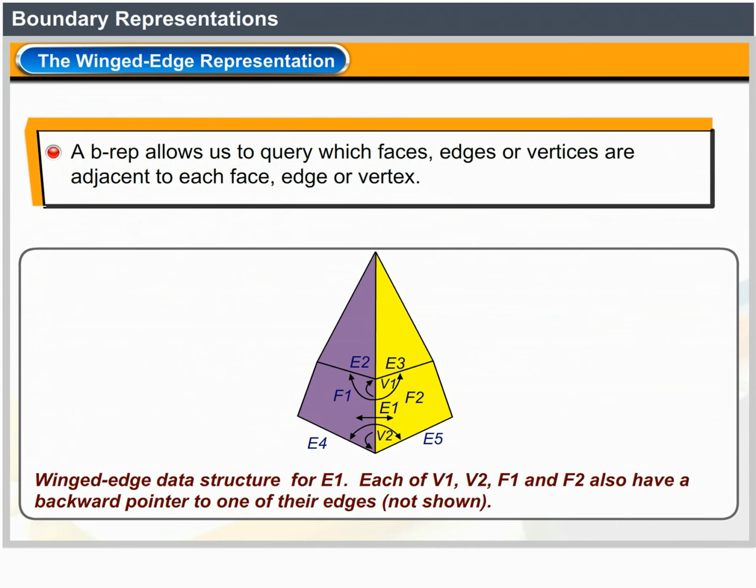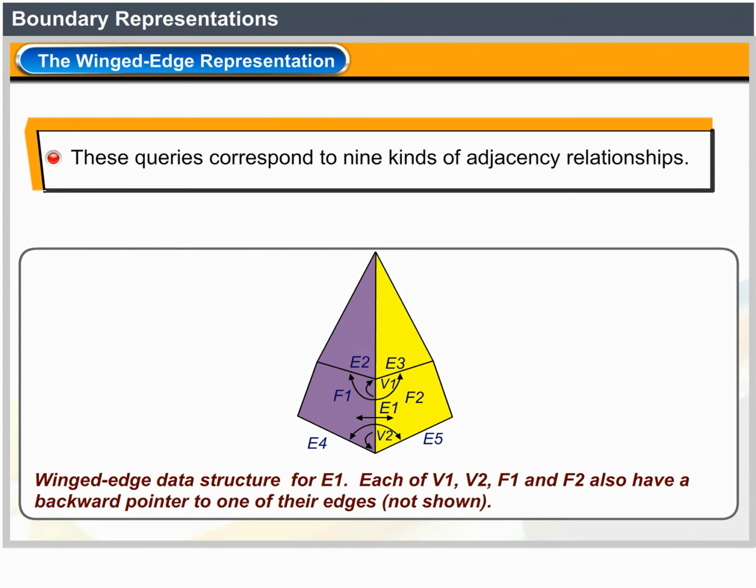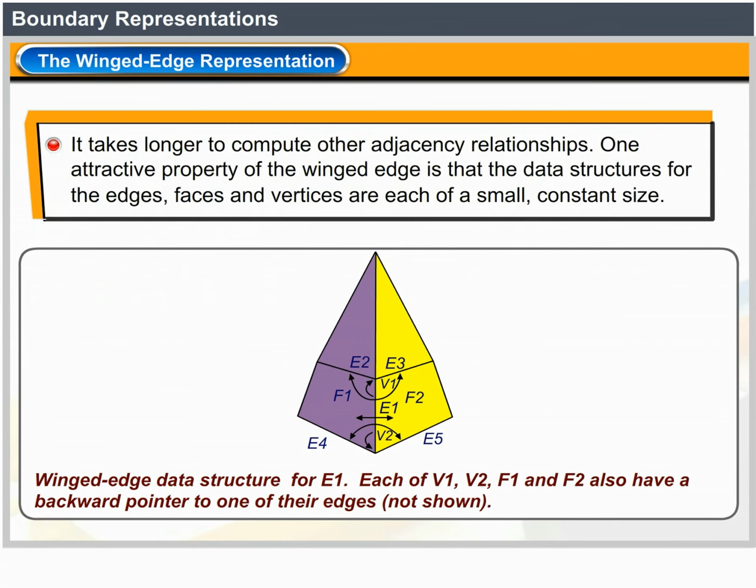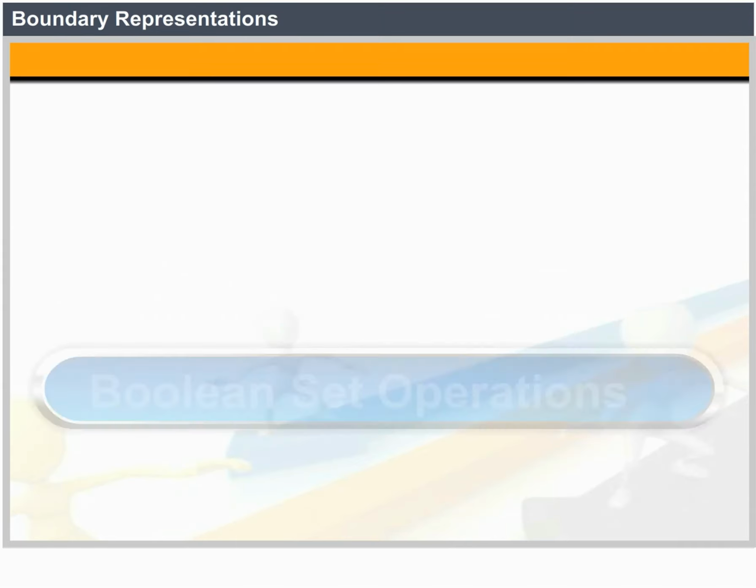A B-rep allows us to query which faces, edges or vertices are adjacent to each face, edge or vertex. These queries correspond to 9 kinds of adjacency relationships. The winged edge data structure makes it possible to determine in constant time which vertices or faces are associated with an edge. It takes longer to compute the other adjacency relationships. One attractive property of the winged edge is that the data structures for the edges, faces and vertices are of a small constant size.